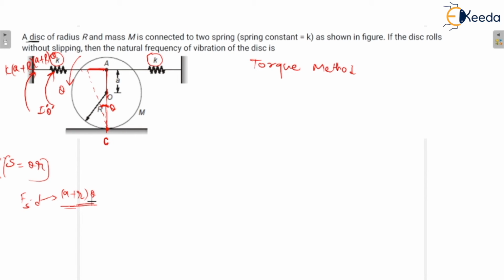Are you getting my point? Because the spring is in the horizontal direction, it is stretching in the horizontal direction. So that's why we have to consider this length. So this length is nothing but theta into radius. Radius means what? A plus r. Okay. So this is how we are going to write down the torque of the spring forces.